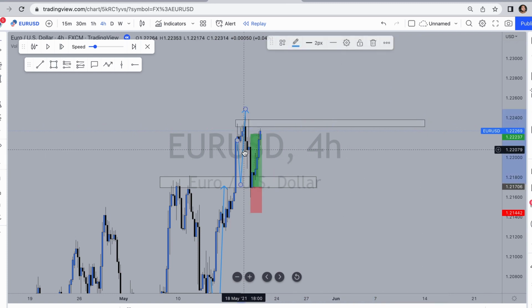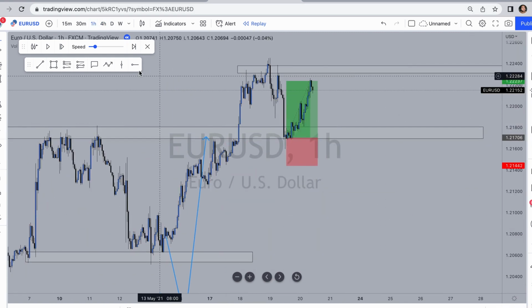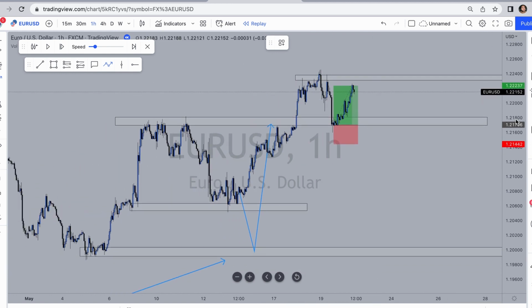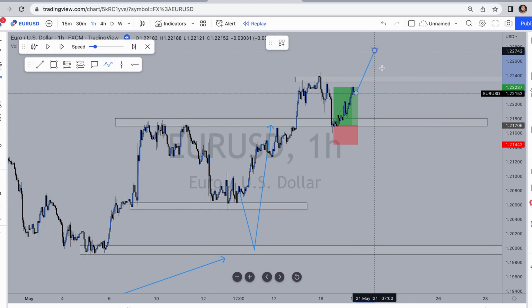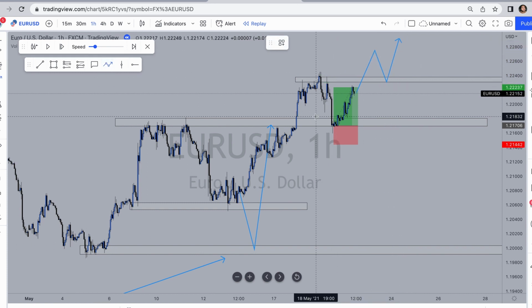Let's delete this. All right, so this is what I'm looking for. Either it breaks through again and I do the same thing, or I take the exact same trade if it comes back down and I see rejection. Right, I have to see rejection down here.